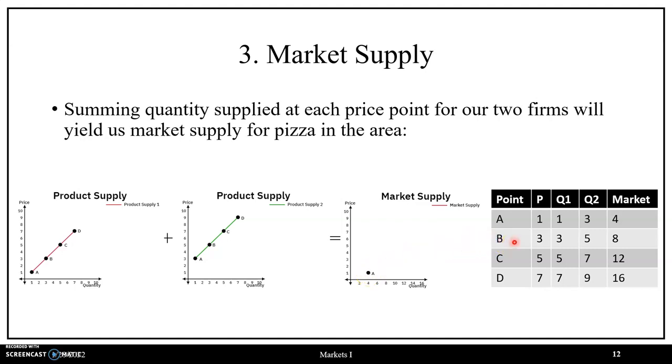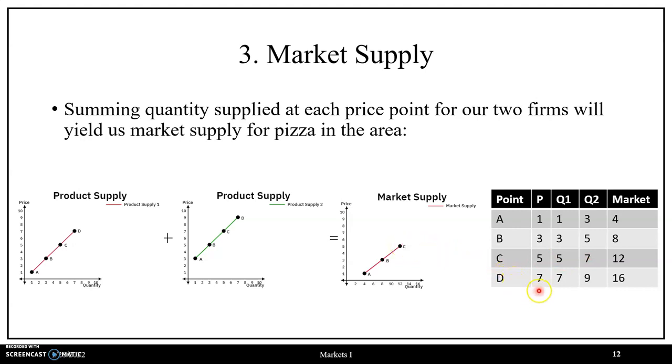Moving on to point B, at a price point of 3, location 1 is willing and able to sell 3 slices, while location 2 is willing and able to sell 5, such that the market is willing and able to sell 8 slices at the price point of 3, generating us point B on our market supply curve. Moving on to point C, at a price point of 5, location 1 is willing and able to sell 5 slices, while location 2, 7 slices, such that the overall market is willing and able to sell 12 pizza slices at the price point of 5, generating us point C on our market supply curve.